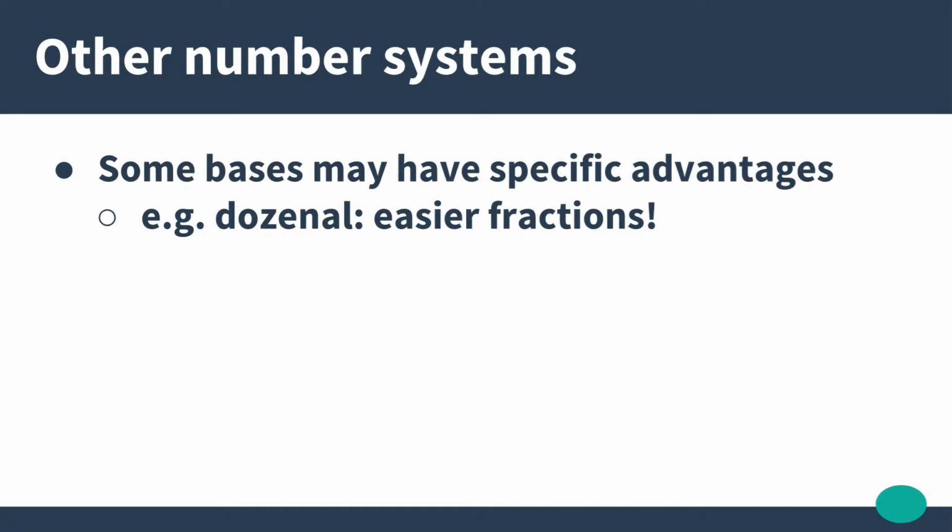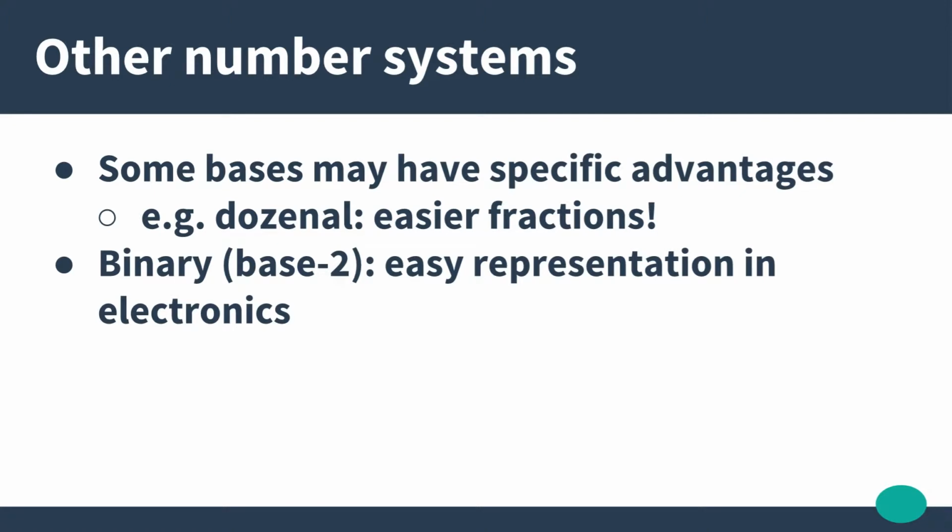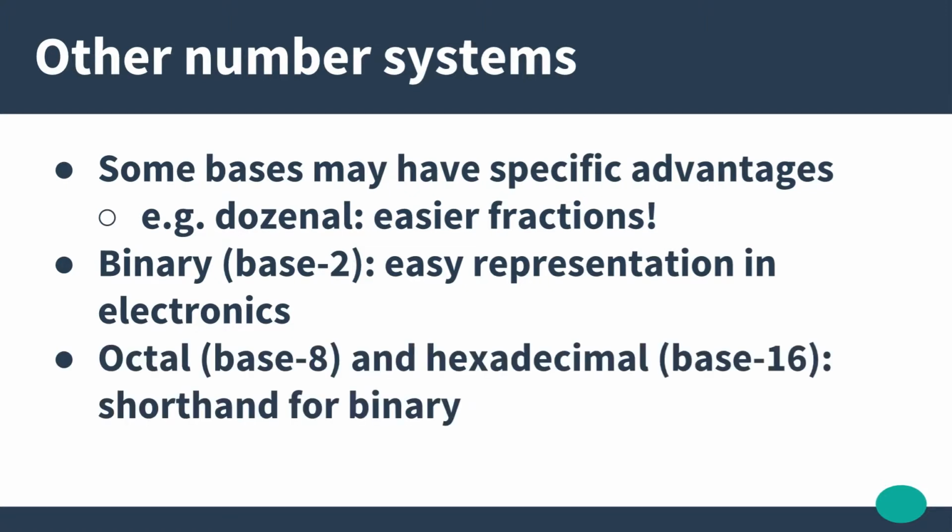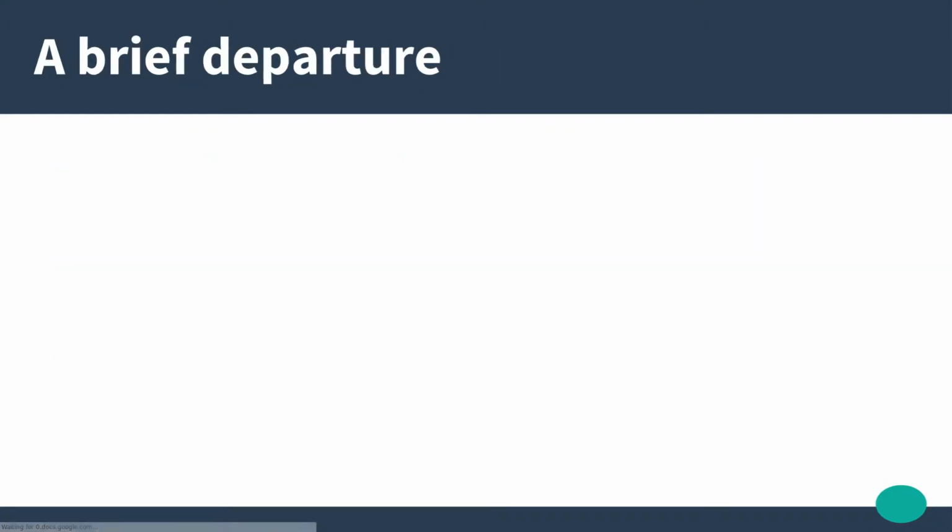Easier fractions, and in fact easier multiplication, would certainly be a great gift to many struggling children in school, and many adults too. Another example is binary, or base 2, which has the very important advantage of being easy to represent in electronics. Octal or base 8 and hexadecimal or base 16 are often used because they make very useful shorthand for representing binary. It is for this reason that we will focus on these three number systems.